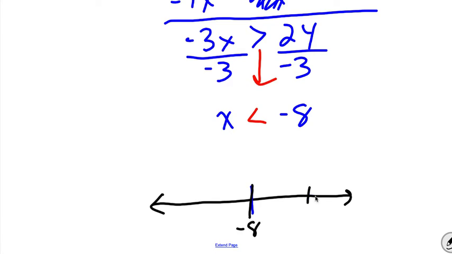One number less than it on the left, negative 9. One number greater than it on the right, negative 7. At negative 8, since this is just a less than, I'm going to put an open circle. The inequality is pointing to the left, so we shade to the left. That's all the numbers that are less than negative 8.